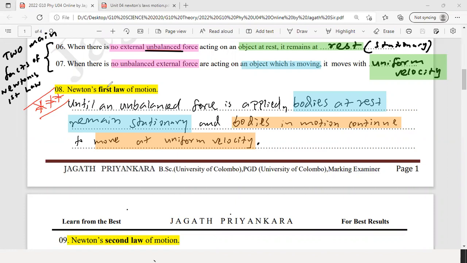At rest remains at rest, in motion will continue with the same speed. That's Newton's first law, right? It's not hard. Try to understand the concept. And for the next one, I'll erase the screen.